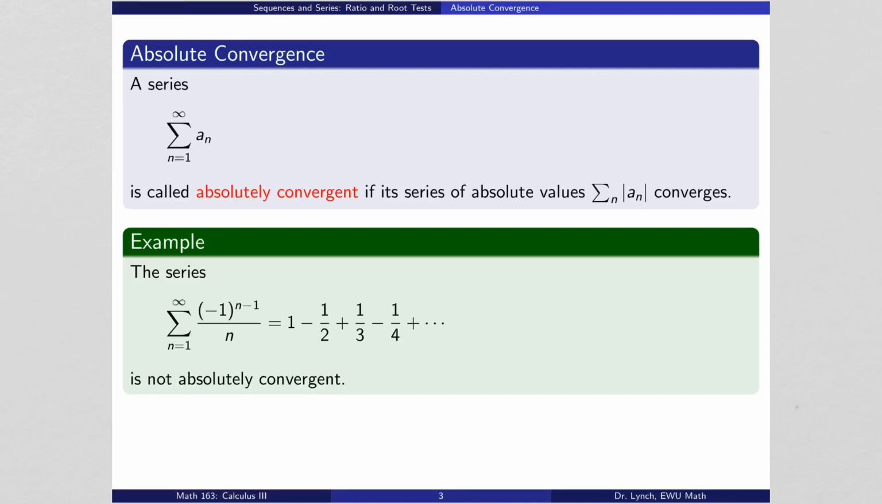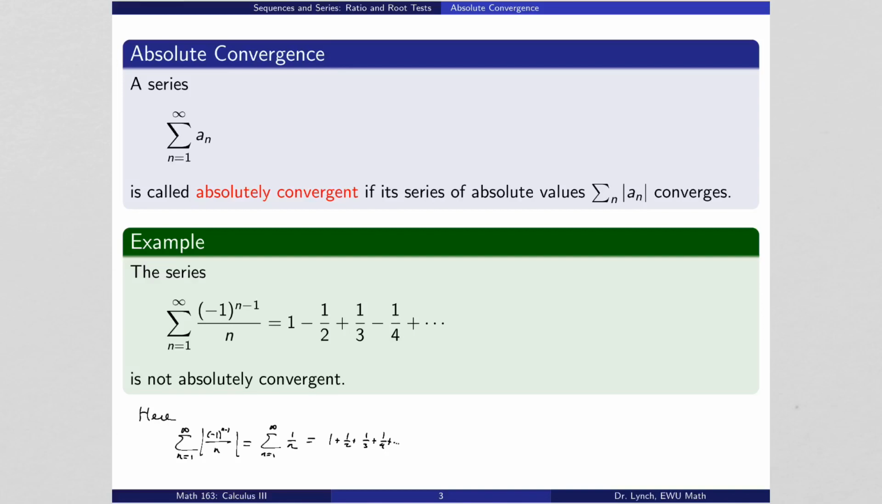On the other hand, the alternating harmonic series that we looked at last time is not absolutely convergent. So to see this again, we'll just have a look at the series of absolute value terms. That series of absolute value terms, of course, gives us the harmonic series, and we know that the harmonic series is divergent. Now, on the other hand, we've seen that the alternating harmonic series is convergent.